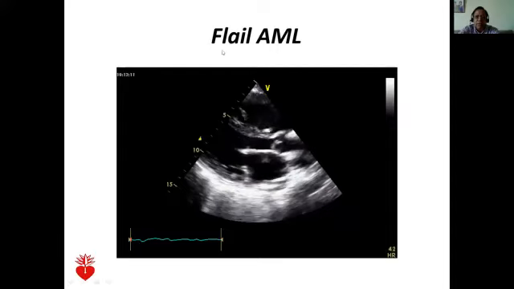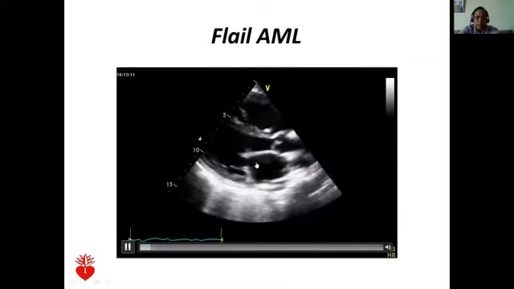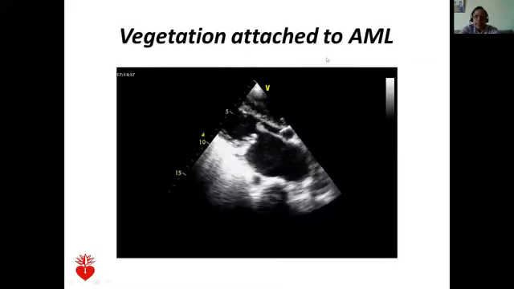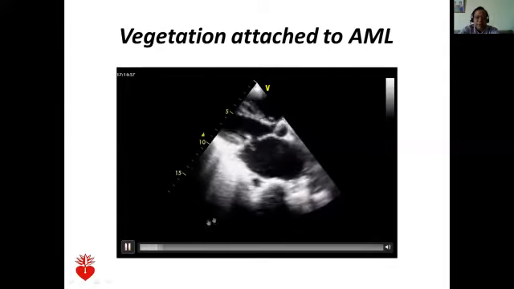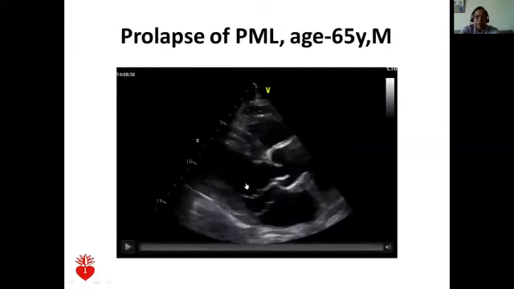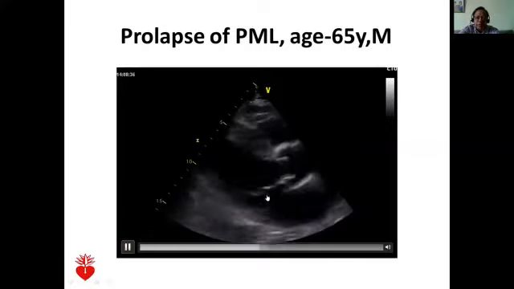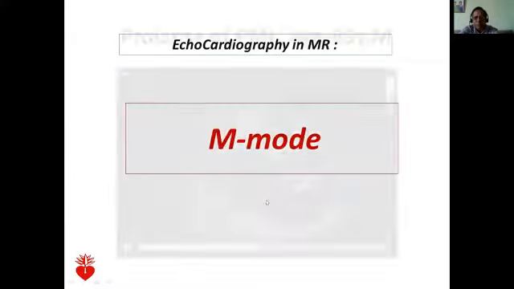Now, what does a flail AML look like? You can see it. There is a flail AML. There is a vegetation attached to the tip of the leaflet. How does it look? You can see, this is the vegetation. Now we can see the prolapse of the AML in a 65 year old male. See, this is a very good picture, a good scenario to see the prolapse of the AML.